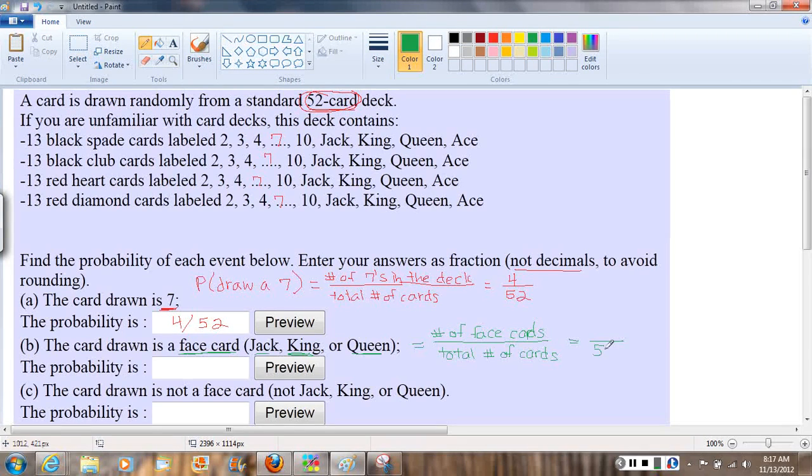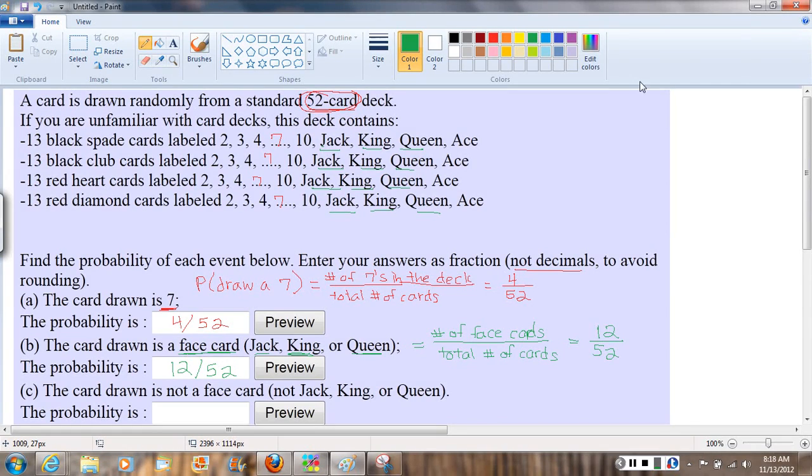To find the number of face cards, we can see there's 3 face cards, jack, king, and queen of each suit. So it's going to be 3 times 4, so there's 12 face cards altogether. So 12 out of 52 is the probability of getting a face card. And notice this fraction could be reduced, but the question doesn't require it. We can go ahead and enter it as 12 over 52.